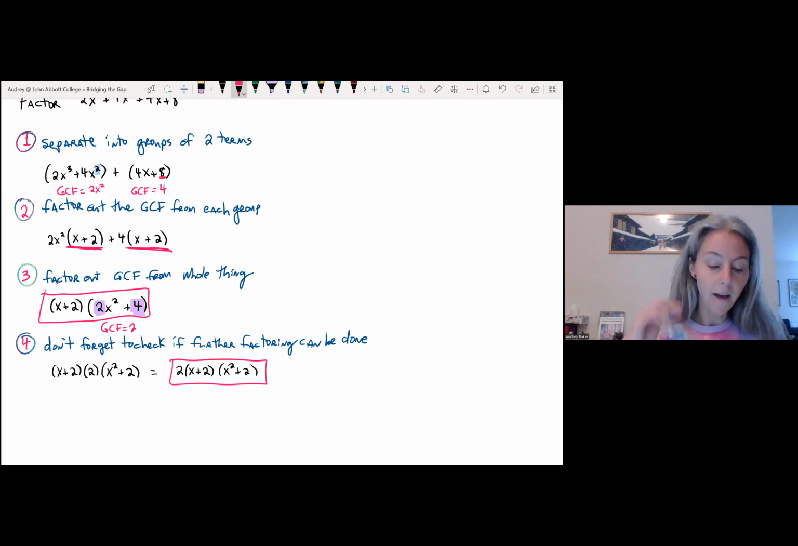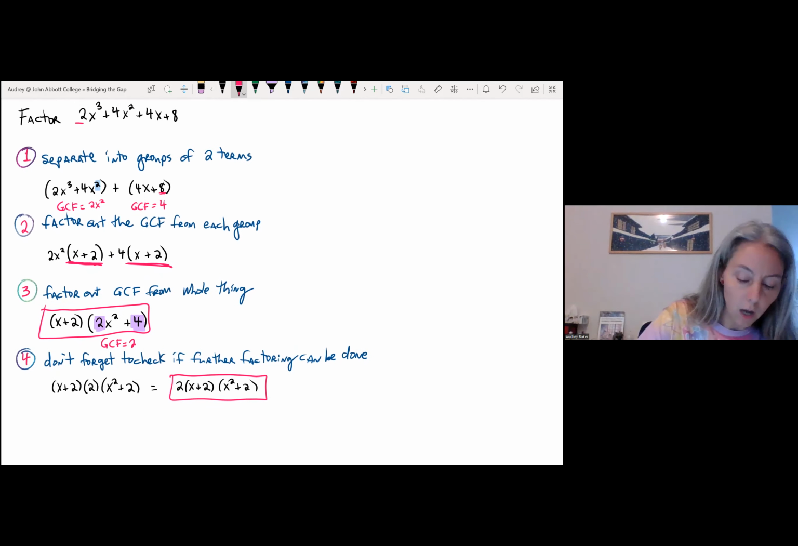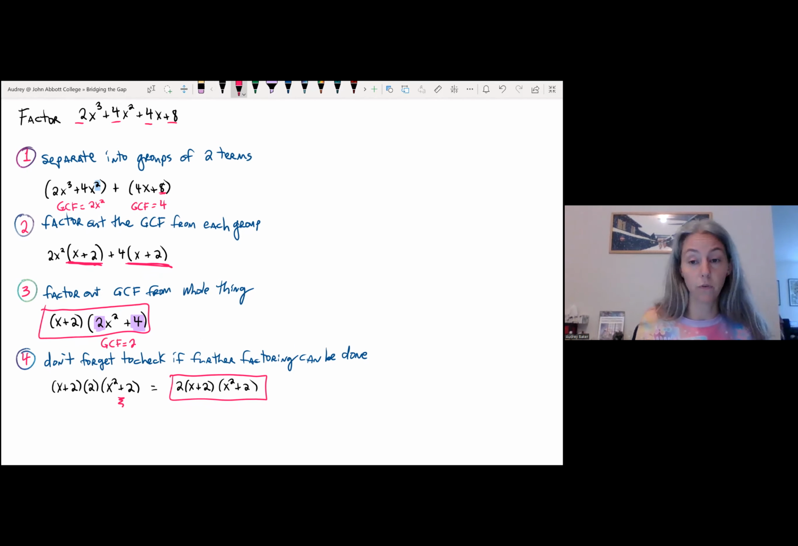Note that I could have factored out the GCF before I started because there is a common factor of 2. Also, in this case, I ended up with a sum of squares, which cannot be further factored. But if that had been a difference of squares, then I would have been able to apply my difference of squares formula. All right, that's factoring by grouping.